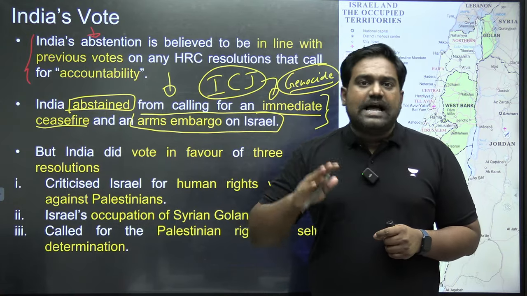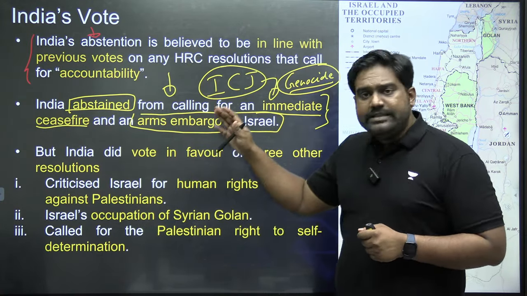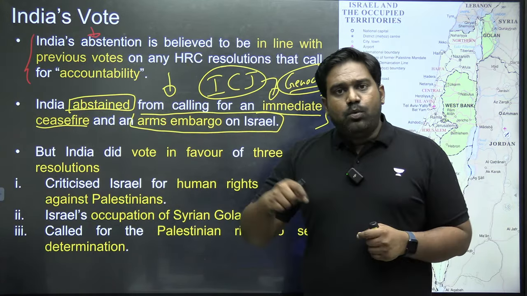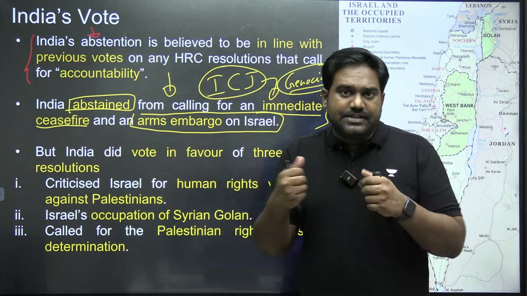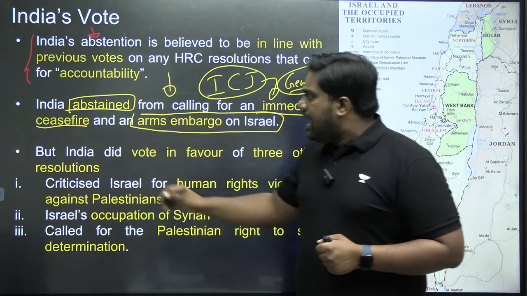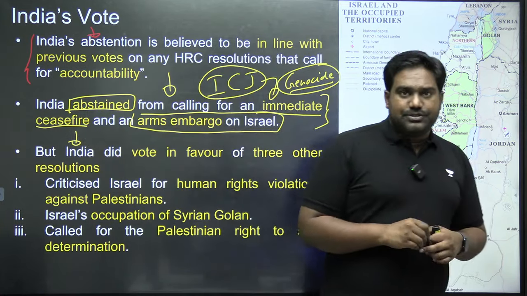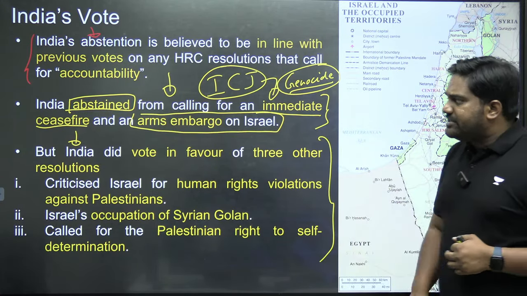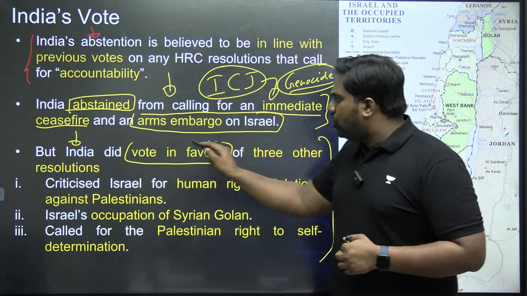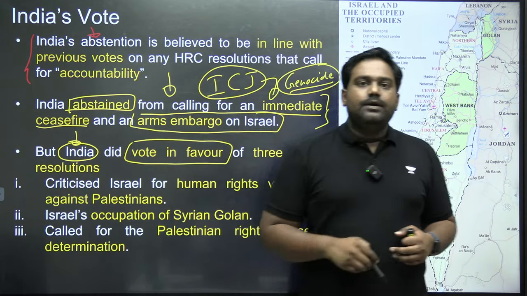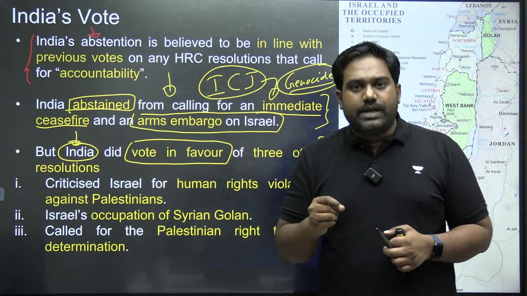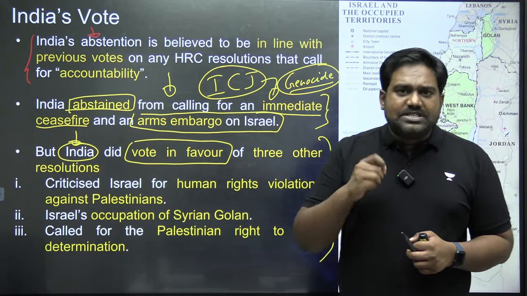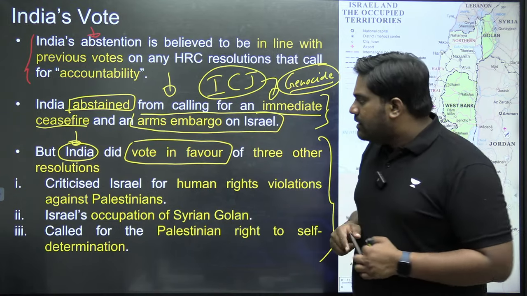Whereas the US and some of its allies have supported Israel and voted against the resolution. But all the other countries have voted for the resolution, that is, against Israel. Now, if you look at the other three resolutions that were brought up by Pakistan, India has voted in favor. India has voted against Israel on the other three resolutions that Pakistan brought up. So which are these other three resolutions?